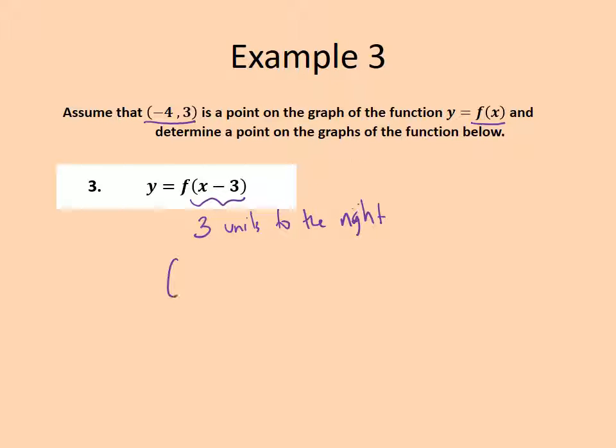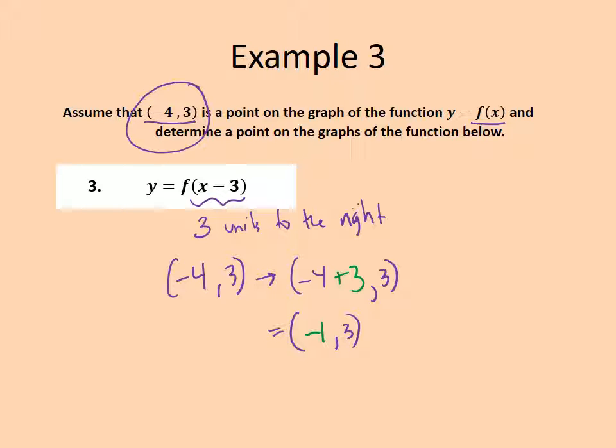So since our original coordinate was -4, 3, we're going to take our x-coordinate and we're going to add 3 to it. Our y-coordinate is going to remain unchanged. So when we add 3 to it, we end up with the new coordinate -1, 3. And that's what happens when you transform -4, 3 and you move it 3 units to the right.